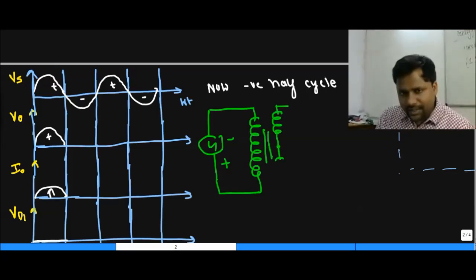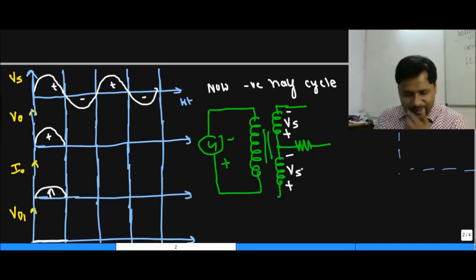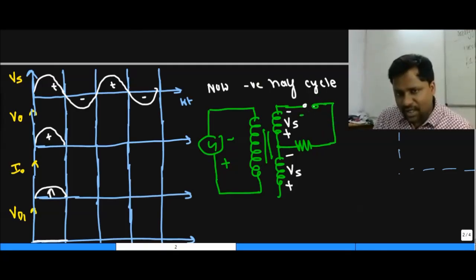This is the midpoint connection. This is the transformer, and the load is connected like this. So supply is negative means this is plus, this is minus, this is plus, this is minus. This voltage is Vs. This voltage is Vs. We are observing Vs, and due to the supply being negative, the current is flowing like this, and it will turn off the diode D1 like this.